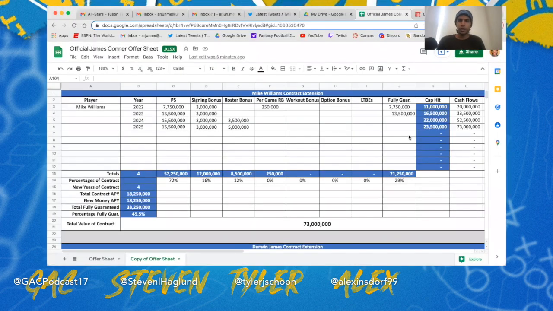So without further ado, you should be able to see my screen. This should not say James Conner. I'm just using the spreadsheet. So this is Chargers offer sheet.